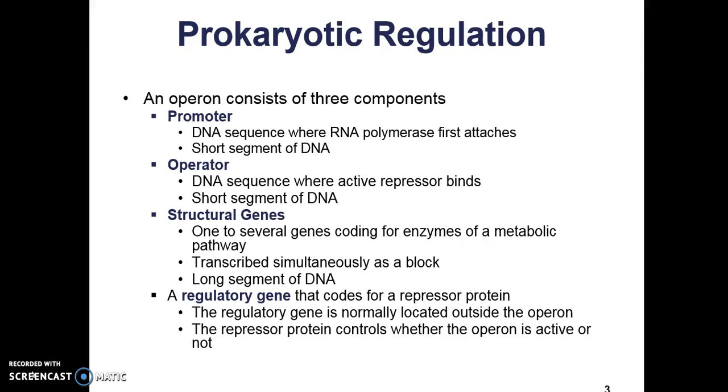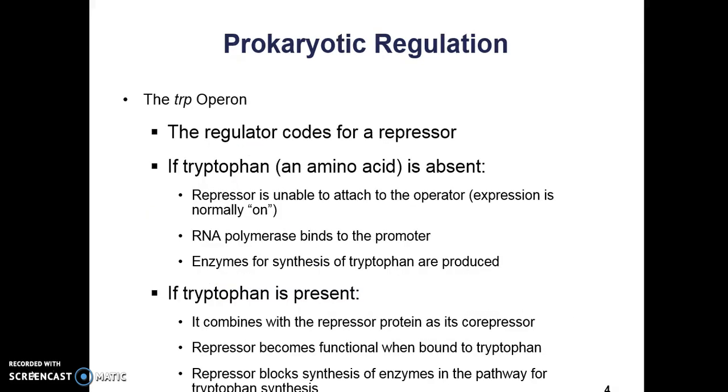And again, the structural genes are the ones that code for a metabolic pathway, and it's a little bit longer segment of DNA. The regulatory gene is a gene that codes for the repressor protein. It's normally located outside the operon, and it controls whether the operon is active or not. So it's kind of like a switch. So first, let's talk about the trp operon.